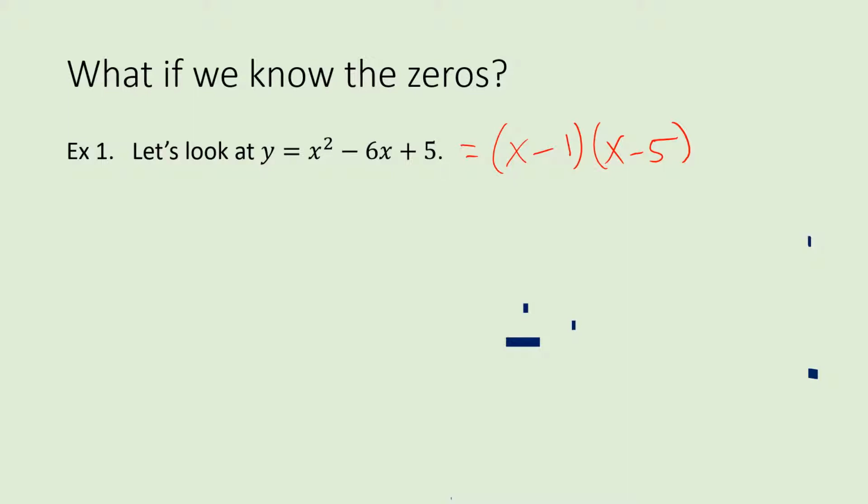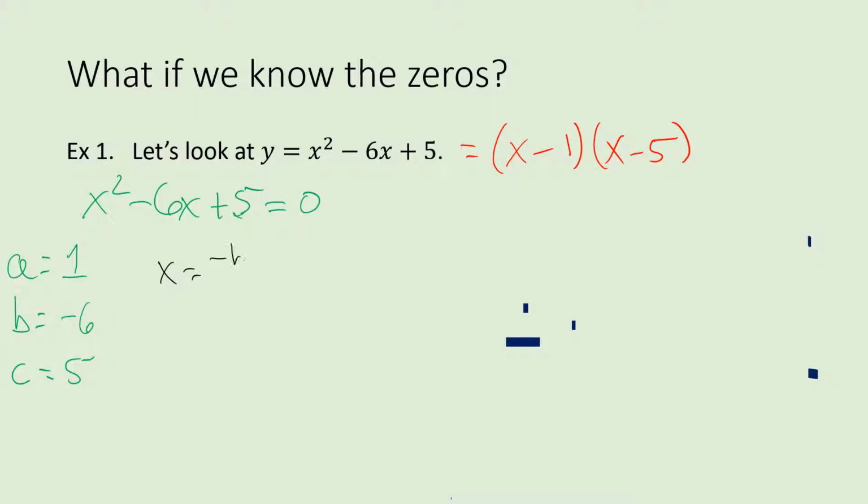Now, let's look at finding the zeros by using the quadratic formula. So x squared minus 6x plus 5. Whenever we use the quadratic formula, your quadratic has to equal 0. So I'm going to figure out what the coefficients a, b, and c are in this problem. A is the coefficient from x squared, which is an invisible 1. B is the coefficient from x to the first, which is -6. And c is the constant, which is 5. The quadratic formula is x equals the opposite of b, plus or minus the square root of b squared minus 4ac, all over 2a.